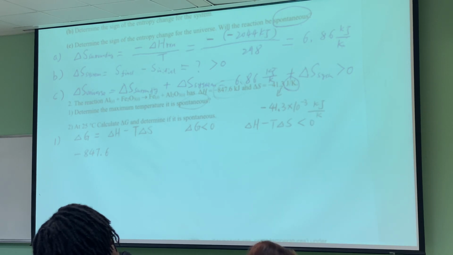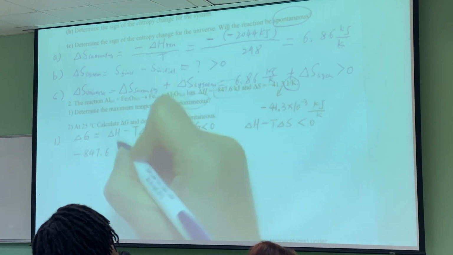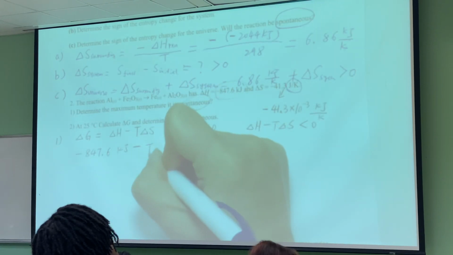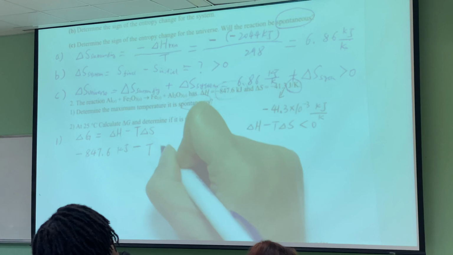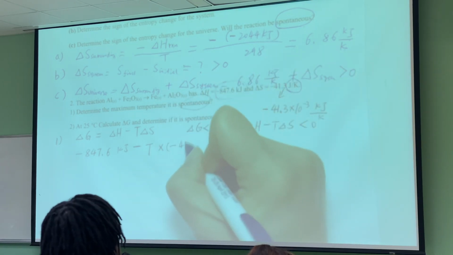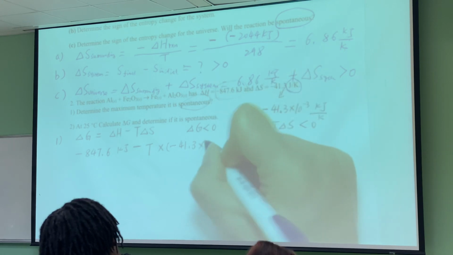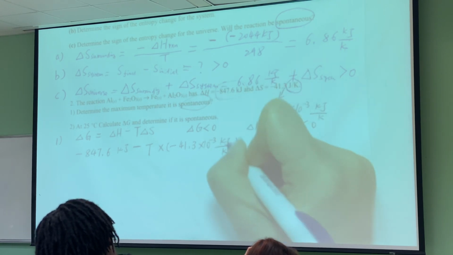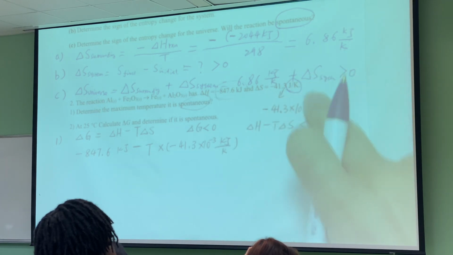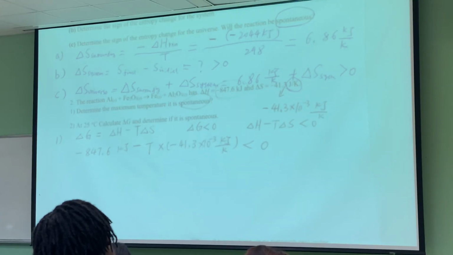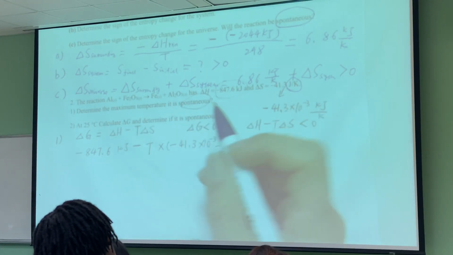Okay? So now for the kilojoule, minus my temperature, which I don't know, times delta S, which is negative 41.3 times 10 to the negative 3 kilojoule per K. So I converted joule to kilojoule. I need this number to be smaller than 0, negative. So now what are you going to do?